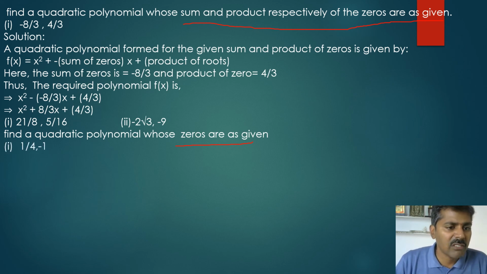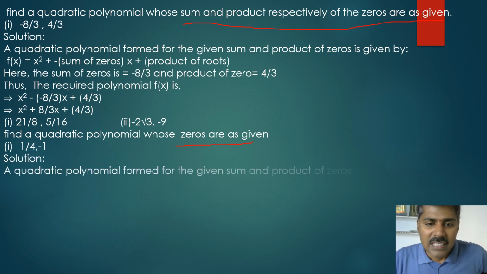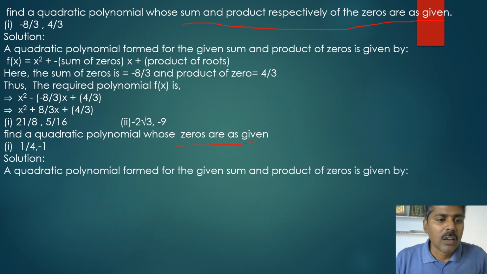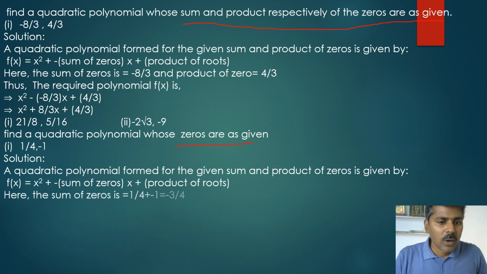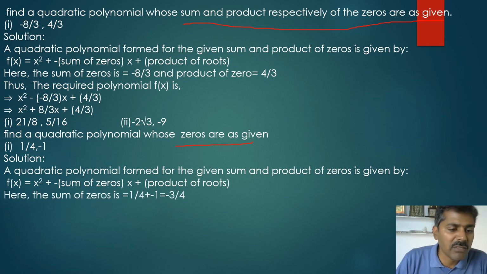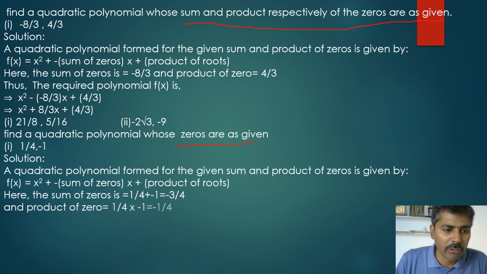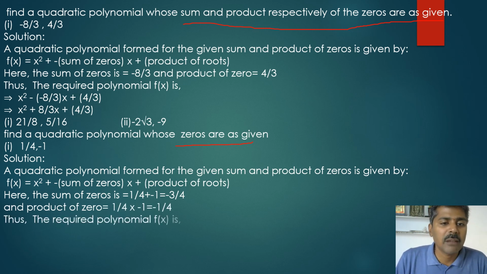So zeros are given. One zero is 1 by 4. Another zero is minus 1. Then we'll go with the solution. The same line we have to repeat. A quadratic polynomial formed for the given sum and product of the zeros is given by f of x equal to x square minus of sum of zeros into x plus product of roots. Here, first we have to find the sum of the zeros, that is 1 by 4 and minus 1 to be added, so that I will get minus 3 by 4, and the product of the zeros I have to find, 1 by 4 into minus 1 equal to minus 1 by 4, and we will apply the same as usual before.